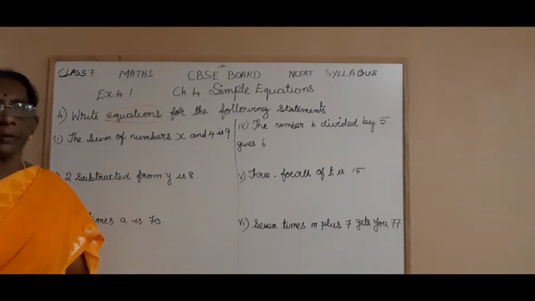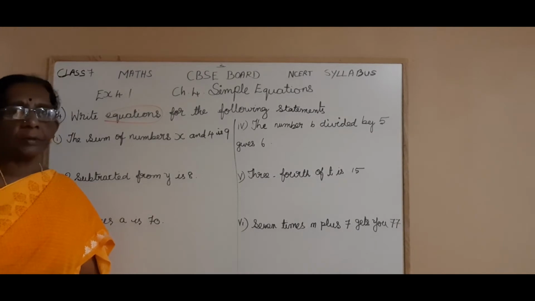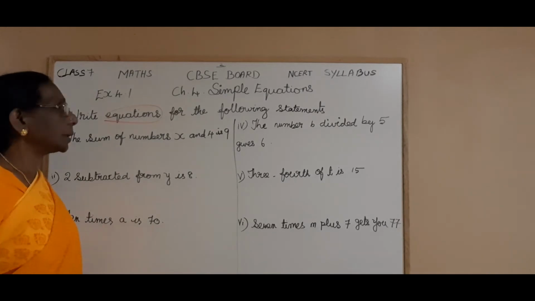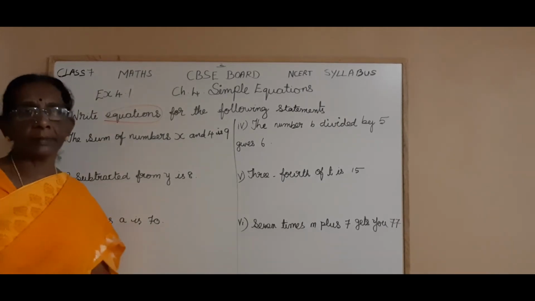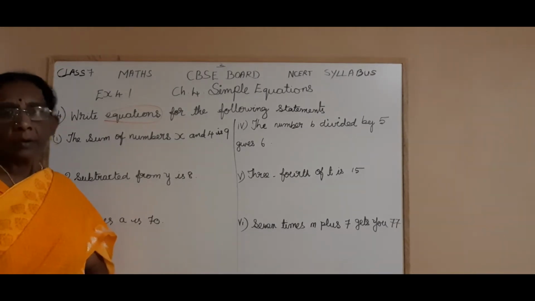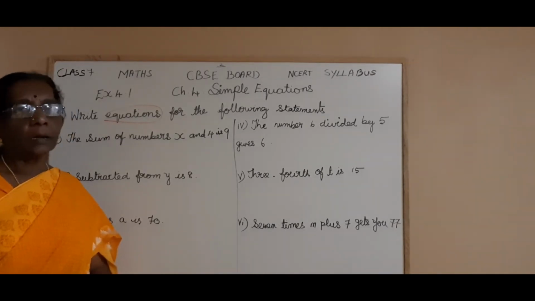Today we are going to continue simple equation exercise 4.1, sum number 4. Write equations for the following statements. Already we have done the same model sum in the examples. Okay, now we'll continue doing this sum.